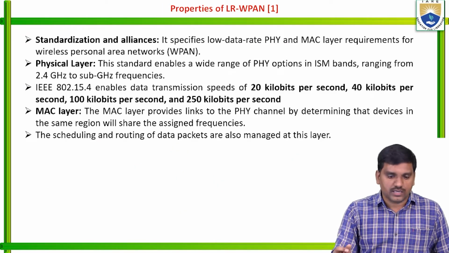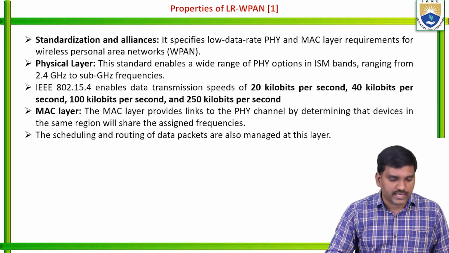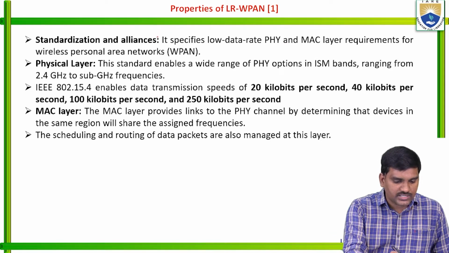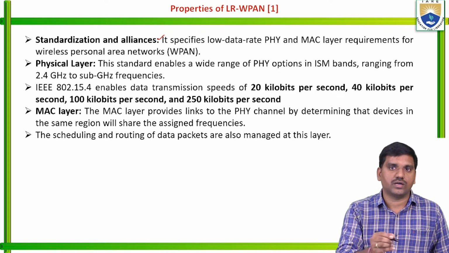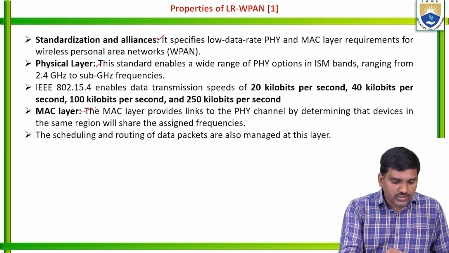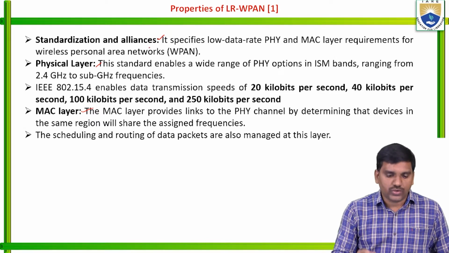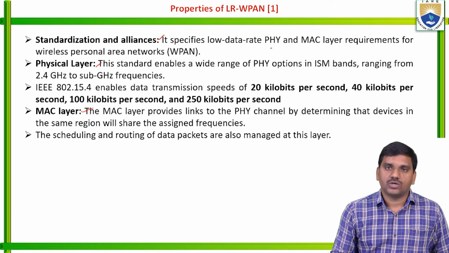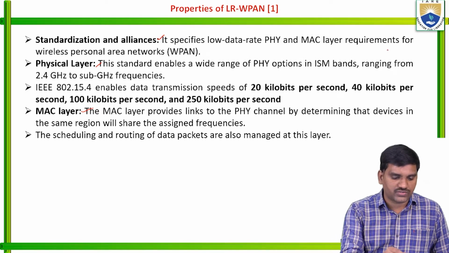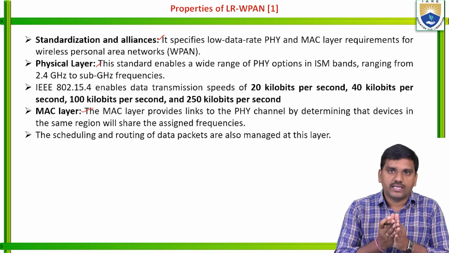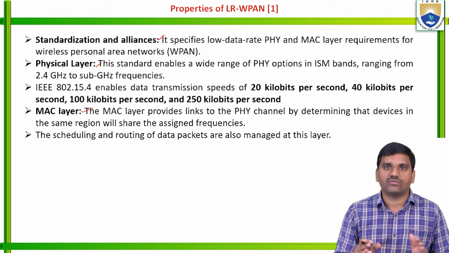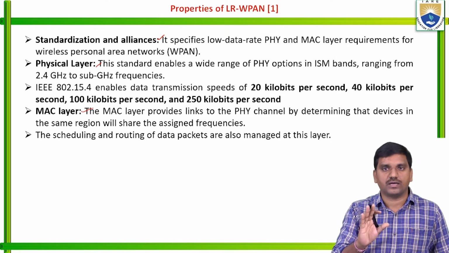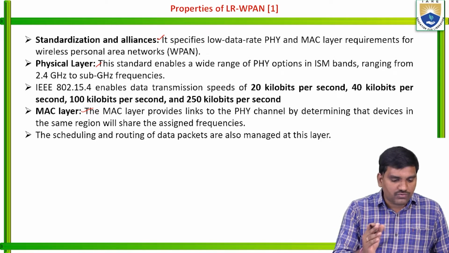So next, move on to some more properties of LRWPAN here. Standardization and alliances. These are the features, and the supported layers also. So the physical layer is one of the layers, the MAC layer is one of the layers. So what is standardization and alliances? Here it specifies low data rate physical and MAC layer requirements for wireless personal area network. So here it specifies the low data rate physical layer as well as MAC layer requirements, which also come under wireless LRWPAN.